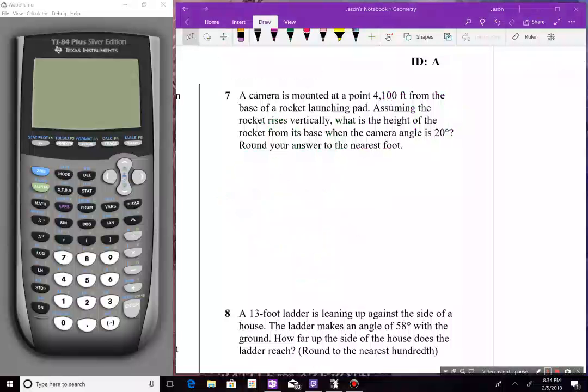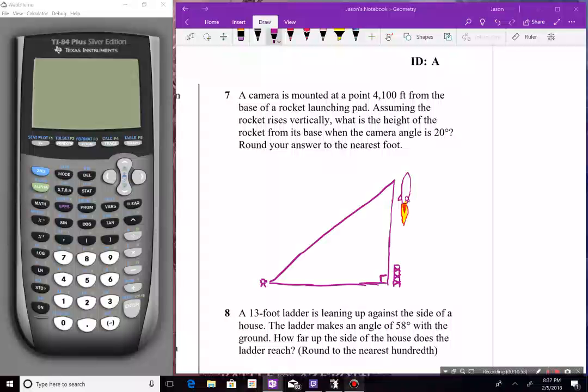Alright, so now we are getting back into word problems with the camera mounted at a point 4,100 feet from the base of a rocket on a launching pad. I'm going to take a little bit of time and actually draw this picture. Here's a rough sketch of the rocket with the camera. Assuming it's 4,100 feet from the base, here's 4,100 feet. And the angle of the camera is 20 degrees. How high is the rocket?